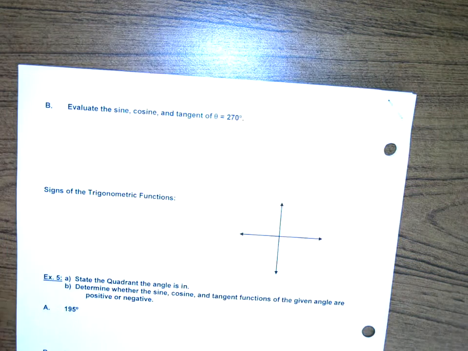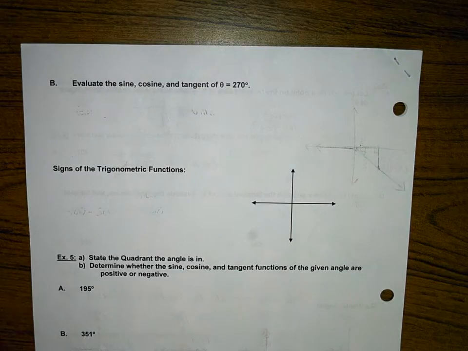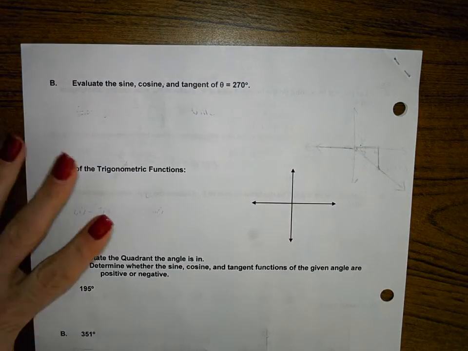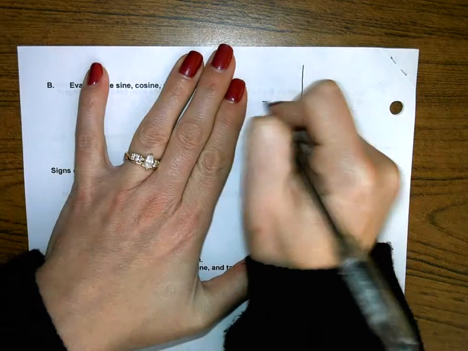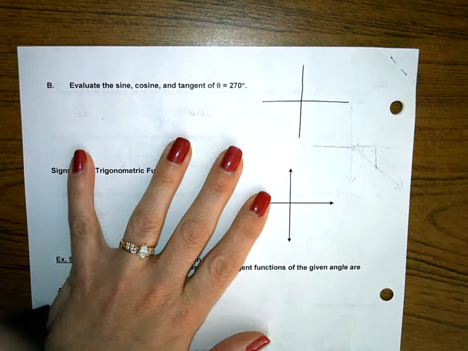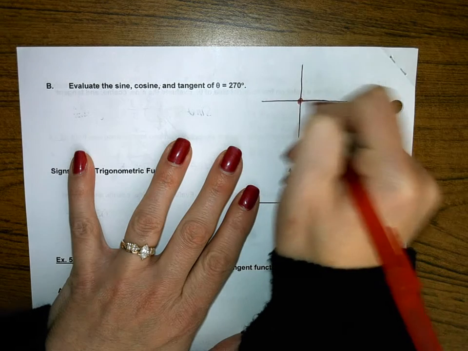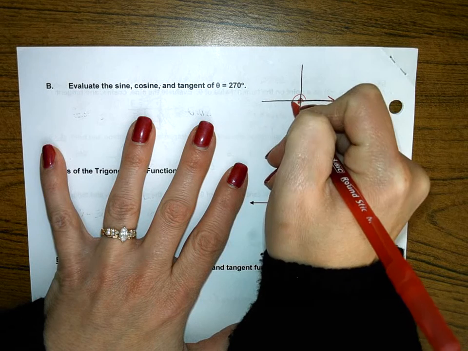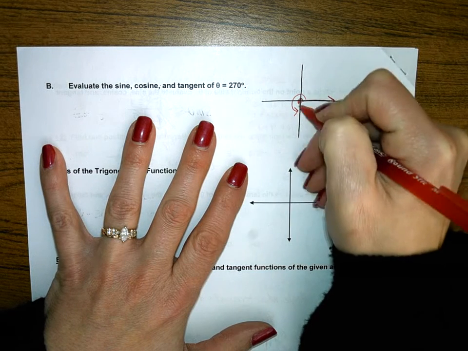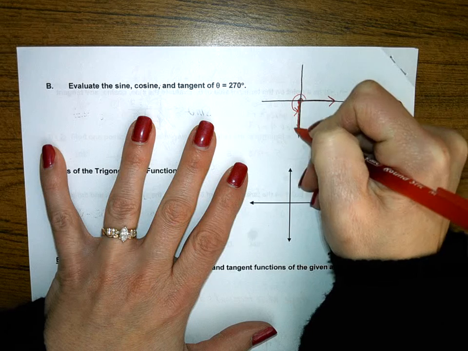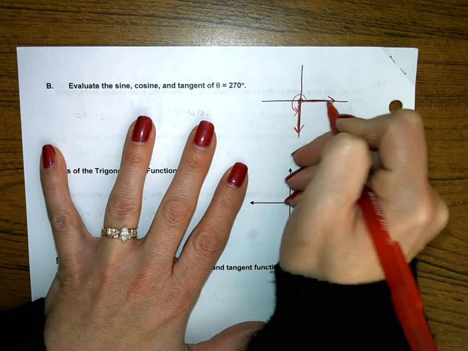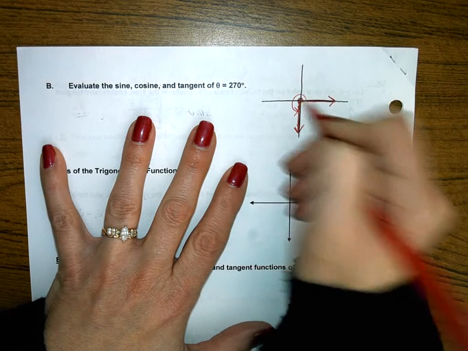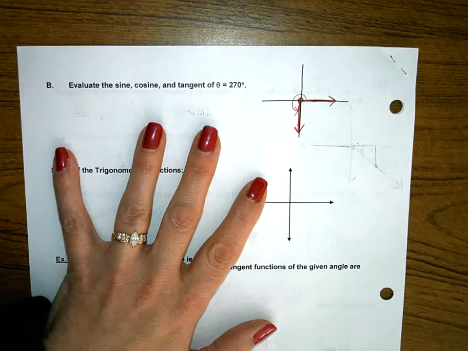Should we do another one like that? Let's do one more on the back side here. We got the sine, the cosine, and the tangent at 270 degrees. So we're going to draw ourselves a picture. I start at the positive x-axis and go 90, 180, all the way around to 270. And I see right away, this is a special one because my terminal side is on one of the axes.